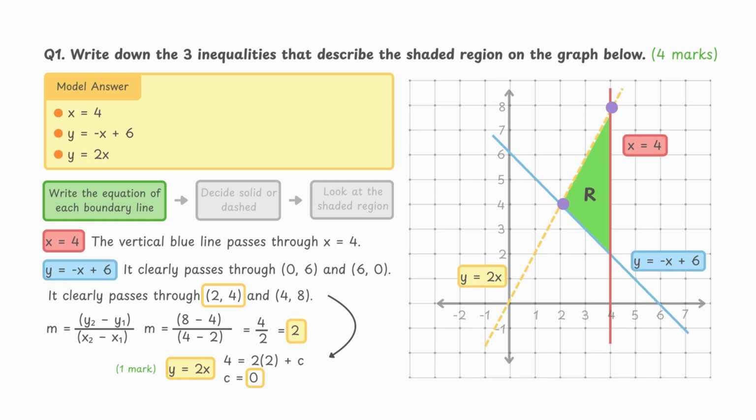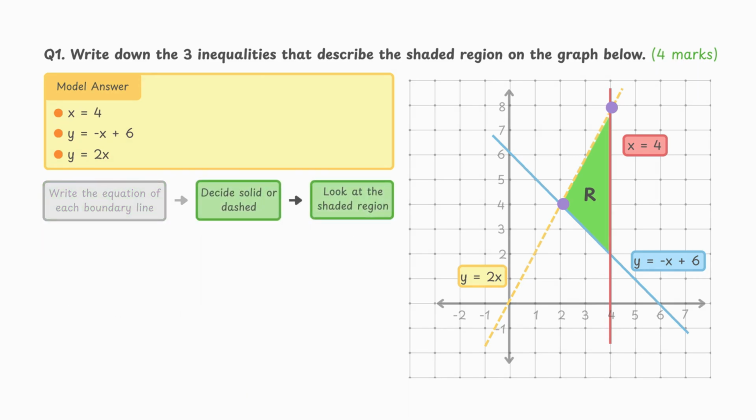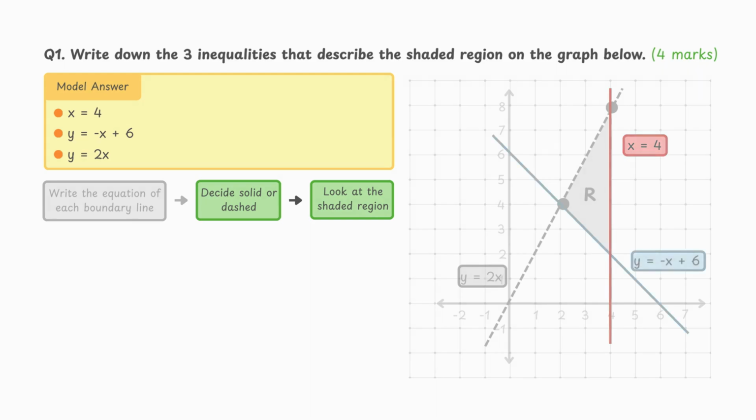Now let's move to the final step, bringing everything together. We already have the equations of the three boundary lines: x equals 4, y equals negative x plus 6, and y equals 2x. Now we follow the next two steps, decide solid or dashed, and look at the shaded region. Start with the vertical red line. This line is solid, so the inequality includes an equal sign. Looking at the shaded region, it is to the left of this line, so the inequality is x is less than or equal to 4.